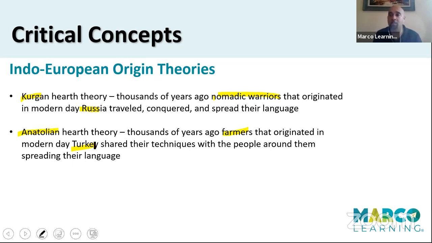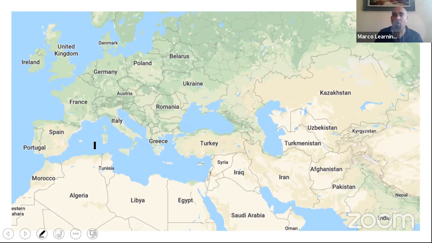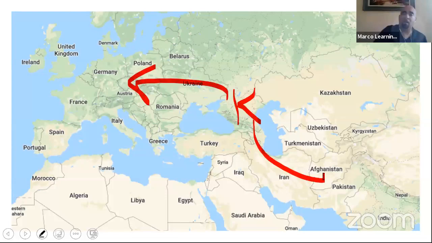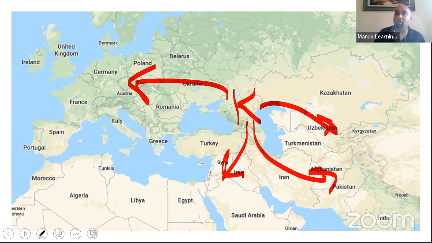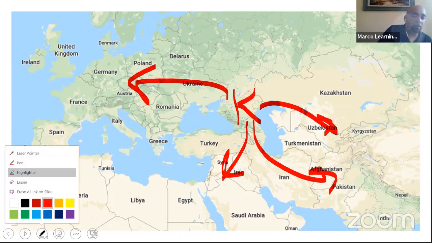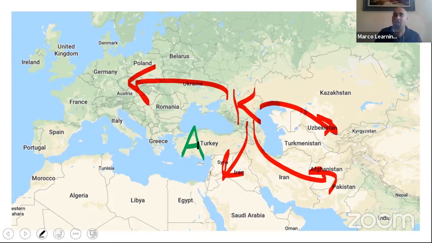And I want to show you on this map here what they basically look like, all right? So I'm going to change my color to something a little stronger here. So these are the Kurgans. And the thought process is they conquered in every direction around them, and that's how these languages ended up being similar to one another. All right, that's the Kurgan-Hearth theory, warriors traveling. Next, I'm going to shift to another color. Here's the other theory, the Anatolian theory, is that from modern day Turkey, these farmers spread towards Europe, towards northern India, and that their languages spread in that way.